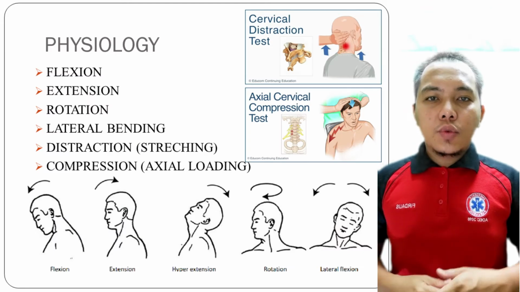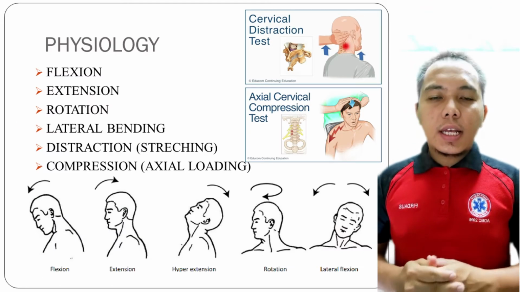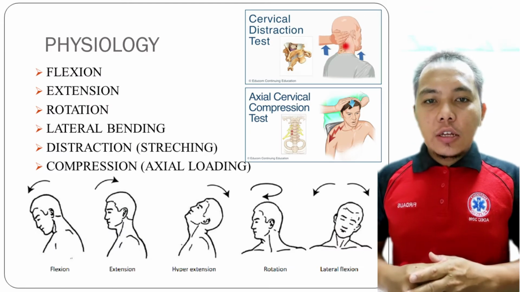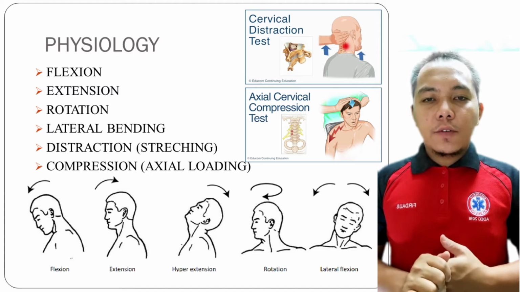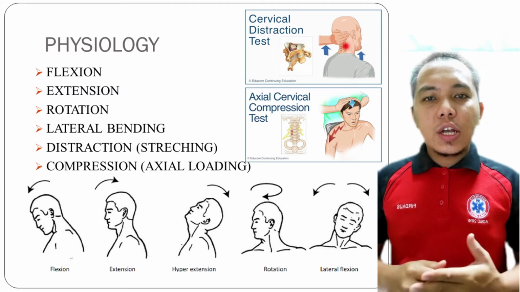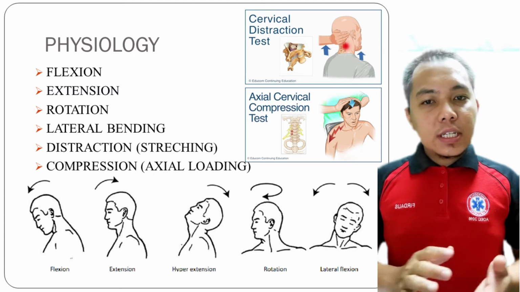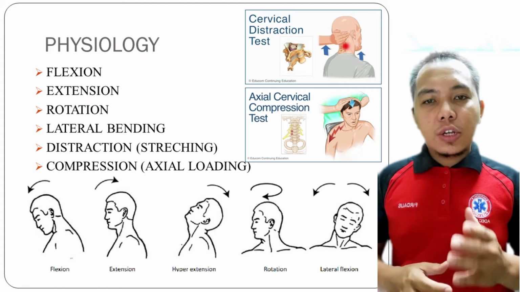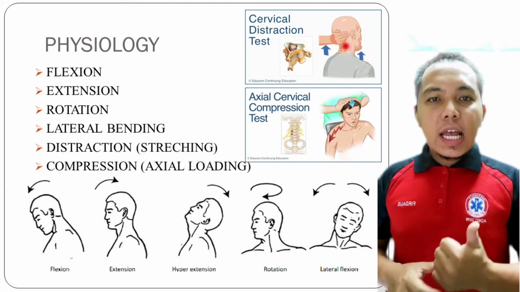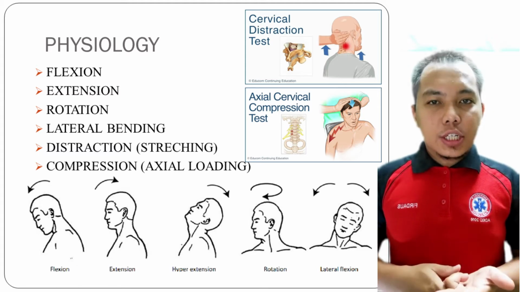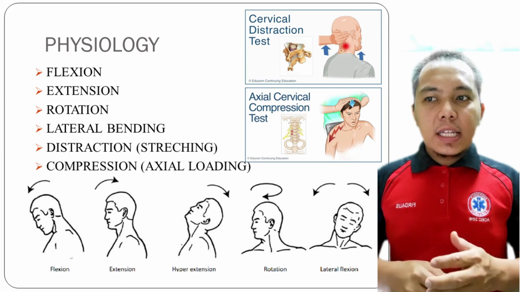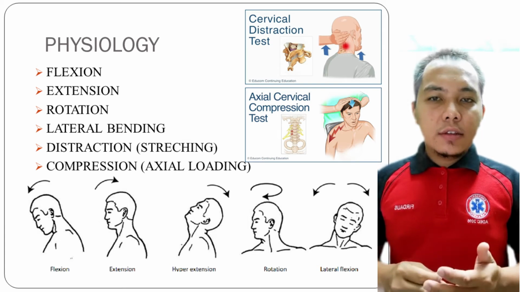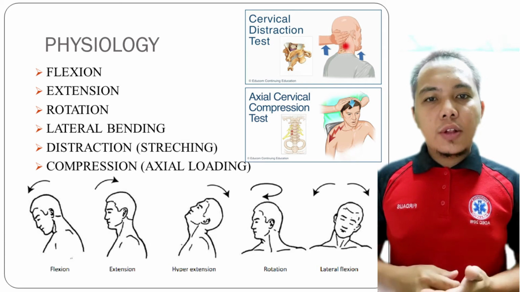From this slide, you will know about cervical physiology. Commonly, cervical physiology is about the functioning of the cervical spine. The functions include flexion, extension, rotation, lateral bending, distraction or stretching, and compression or axial loading.